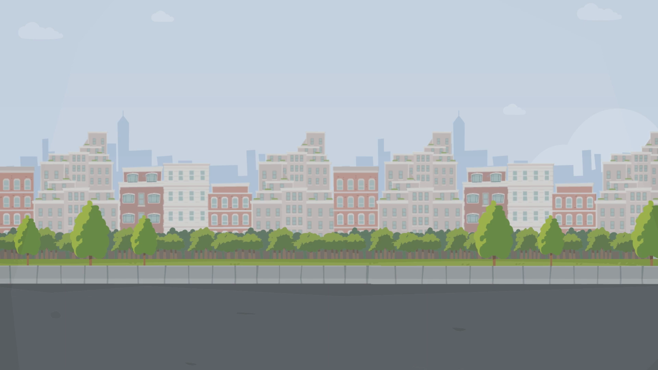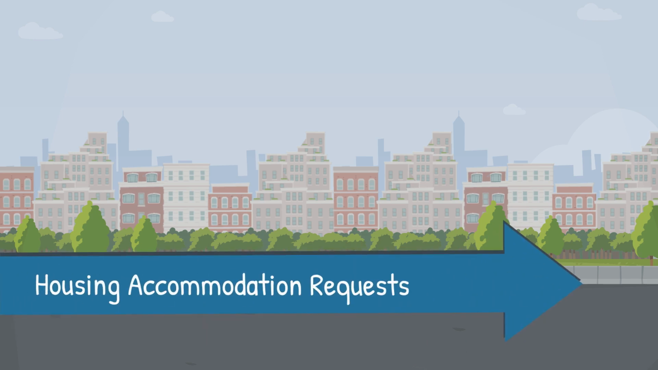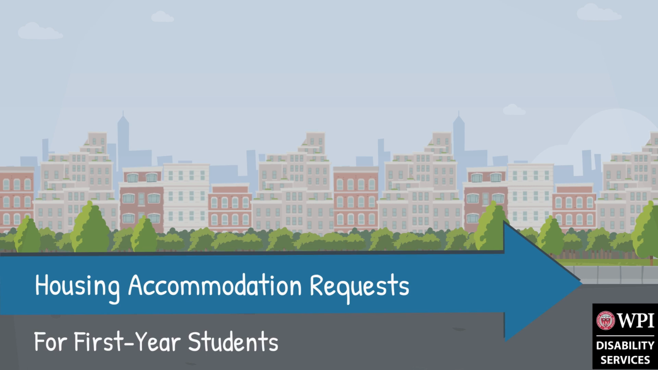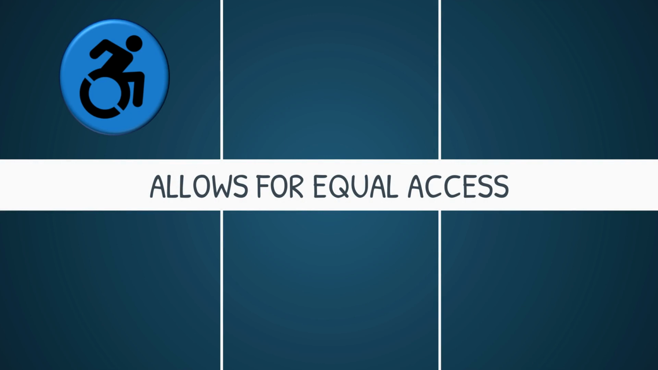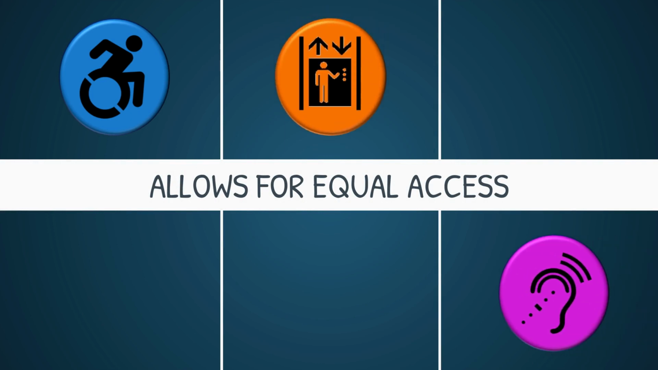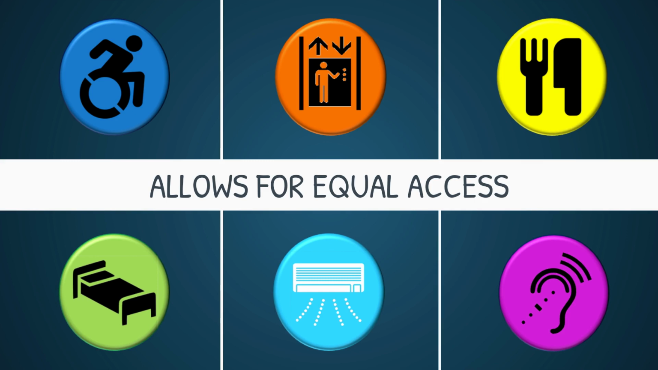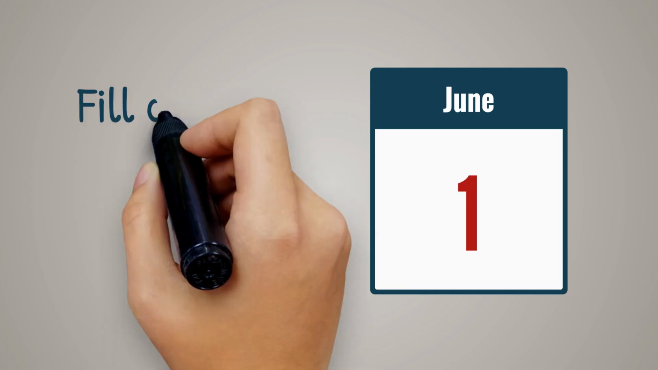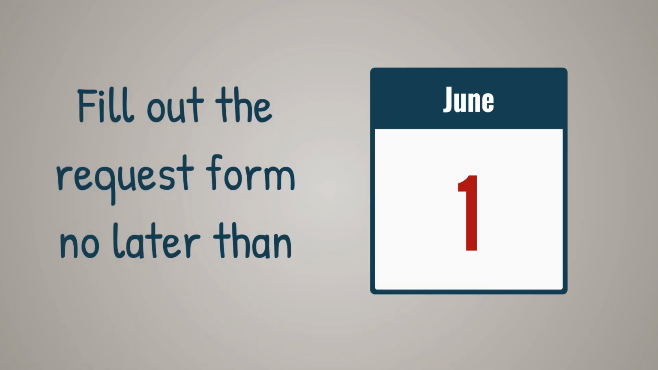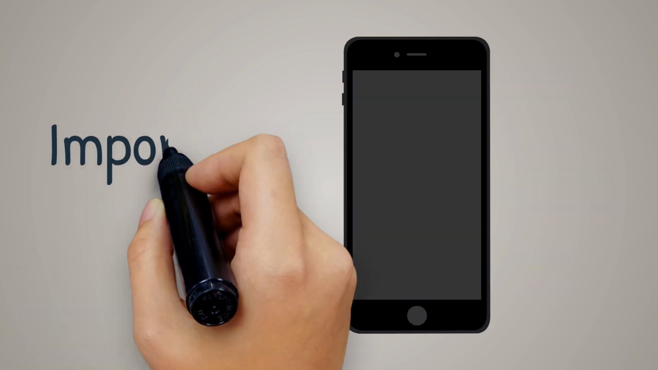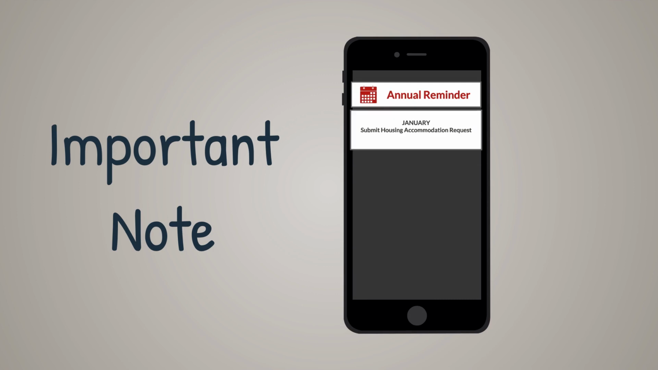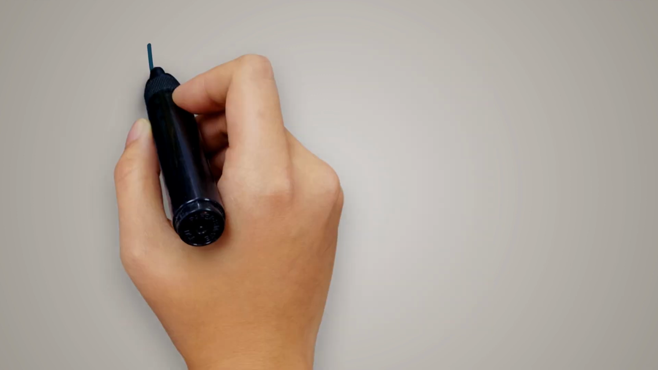Today's quick tip video will discuss the process to request housing accommodations for first-year students through the Office of Disability Services. Housing accommodations are for students with documented disabilities that may need accommodations to allow for equal access to the residential experience. To make a request, you must fill out the housing accommodation request form by June 1st. Please note that housing accommodations must be requested each year you plan to live on campus.